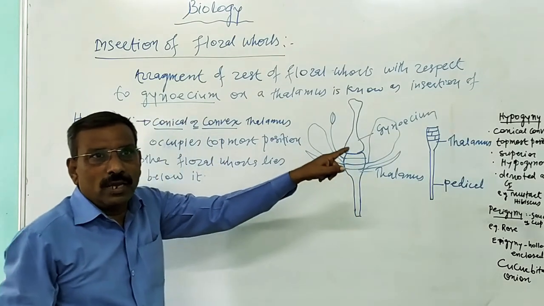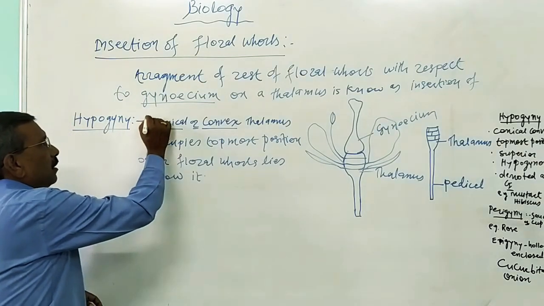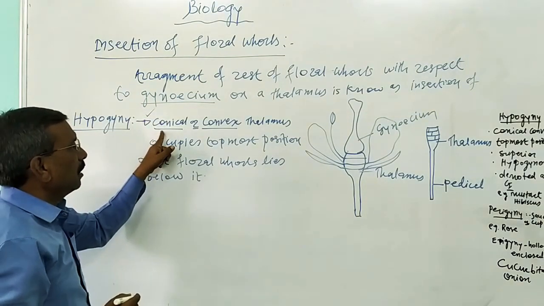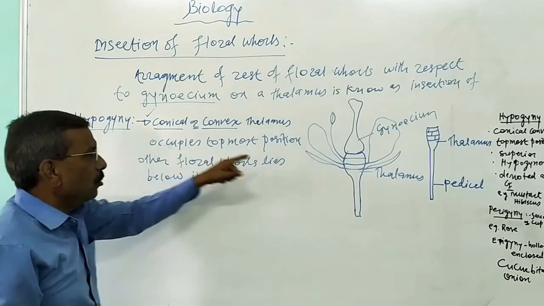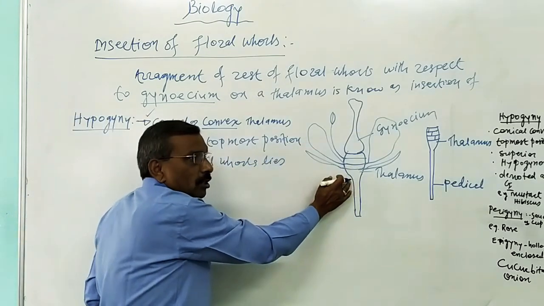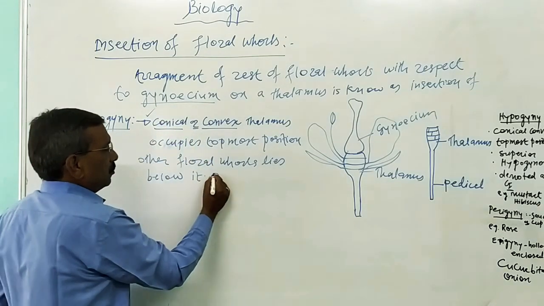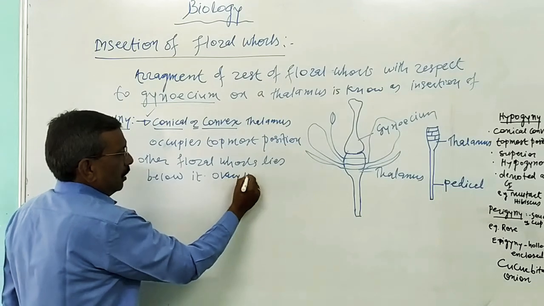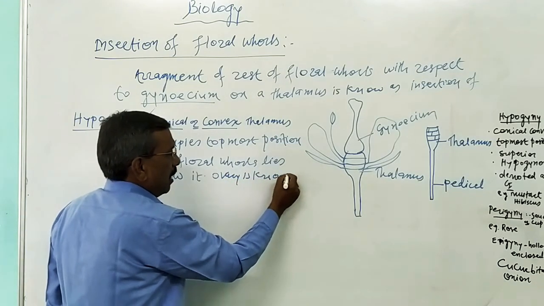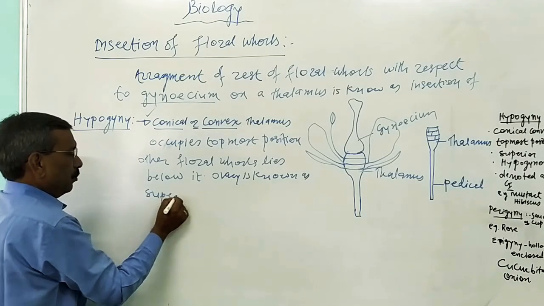Now this is known as hypogyny. Thus in hypogyny the thalamus is conical or convex shape. The ovary occupies the topmost position. Other floral organs lie below it. Now in such a case the ovary is known as a superior ovary.